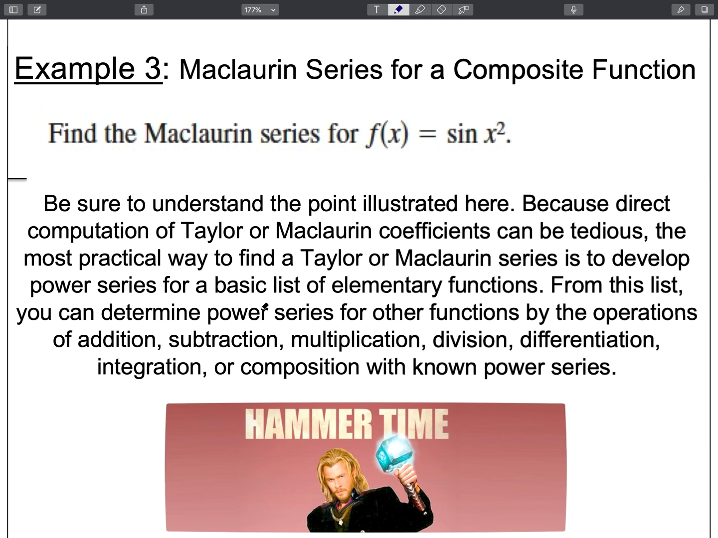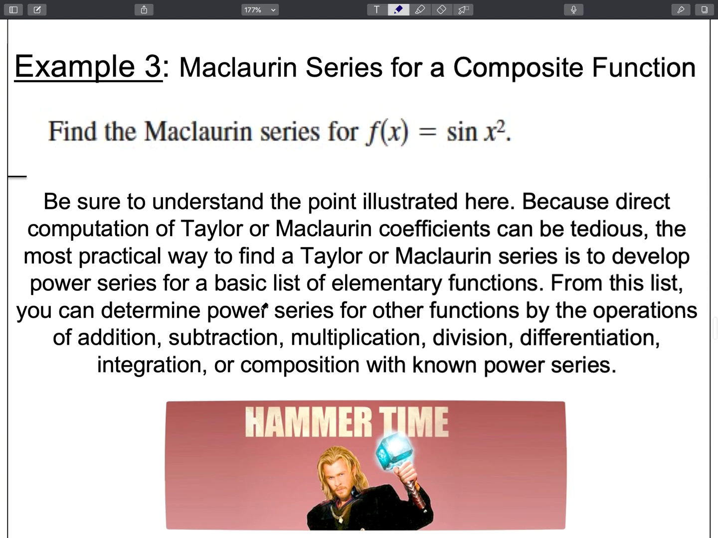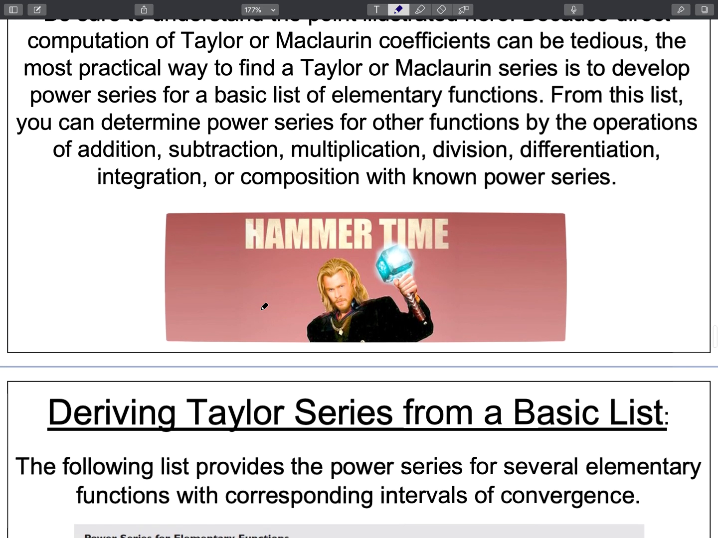And if we had a short list of functions and their generic power series that are associated with them, then couldn't we do this trick where we're just starting with those and then plugging other things in for other kinds of functions and other kinds of questions? Of course. So from this list, you can determine power series for other functions by the operations of addition, subtraction, multiplication, division, differentiation, integration, or composites, which is just functions inside of functions.